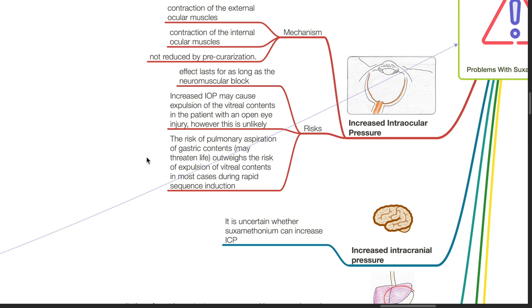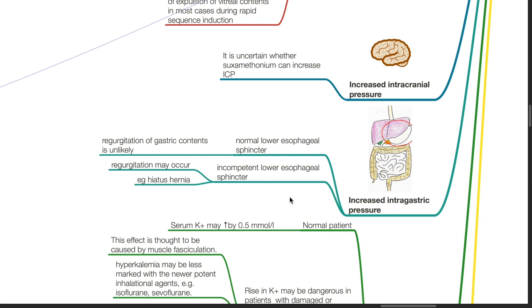It is uncertain whether succinylcholine can increase the intracranial pressure. Increased intragastric pressure. In a patient with a normal lower esophageal sphincter, regurgitation of gastric contents is unlikely. However, in patients with an incompetent lower esophageal sphincter, regurgitation may occur.